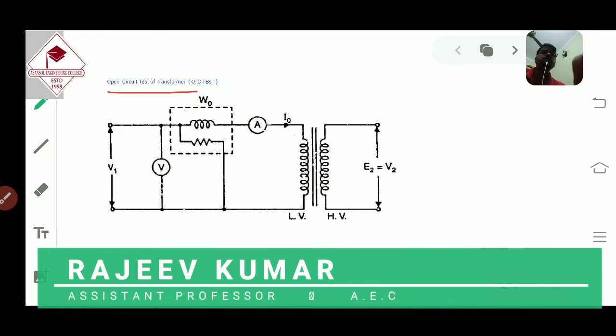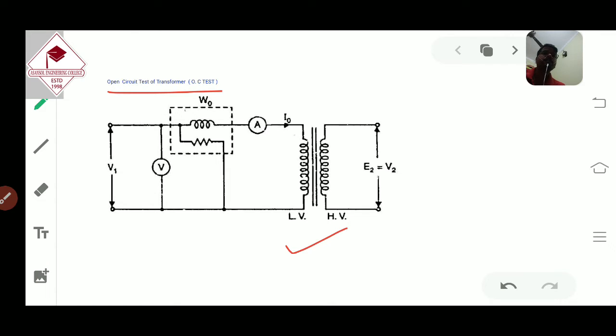Okay, so let us start with this open circuit test. Here this is the circuit, and this part is the transformer part. In open circuit test, one side of the transformer is kept open. Usually the high voltage side is kept open. This is very important: always the HV side is kept open. And in the low voltage side we connect all the meters: ammeter, voltmeter and wattmeter.